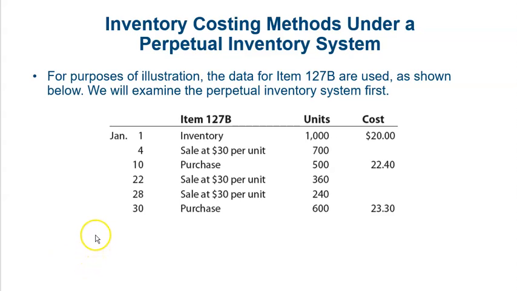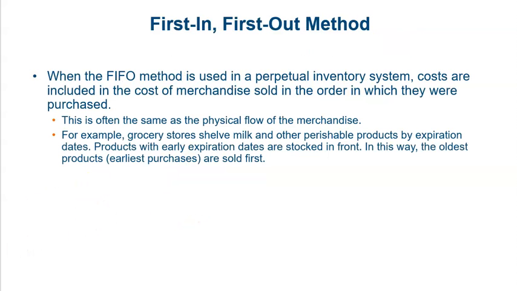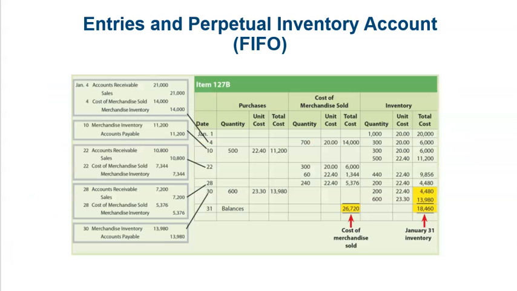Okay, so we're going to show this under the perpetual inventory system. And we're going to use this data right here, and I'm going to show you how to put it into a chart. All right, so let's do first in, first out first. So this is our information, and we're going to be using first in, first out. And so we're going to put it into a chart in order to see what our balances are.